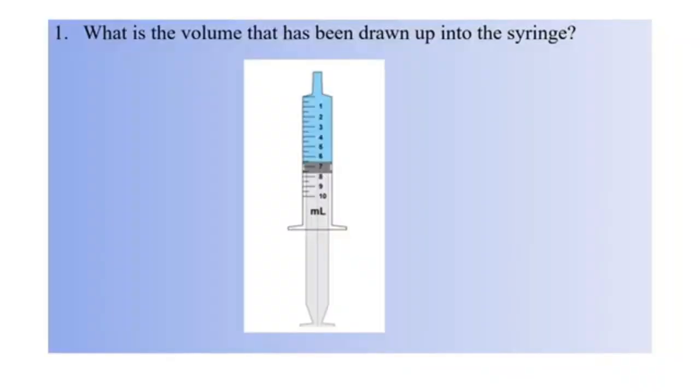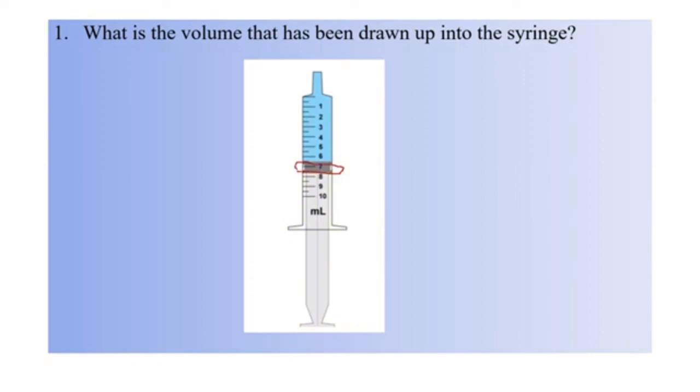First question is, what is the volume that has been drawn up into the syringe? So this is one of the simple questions they will ask in the part A NMC CBT exam. But you have to be careful with some units, the space between the unit and then the number, and also you have to be careful with this part.